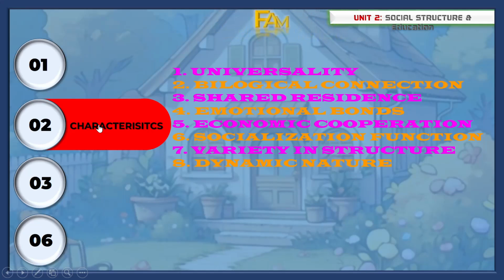Families often provide emotional support, love and care for their members. This can involve encouragement, guidance and a sense of belonging. Then fifth one is economic cooperation. Families often engage in economic cooperation with the members contributing to the family's well-being. This can include sharing resources, providing financial support, and taking on household responsibilities.